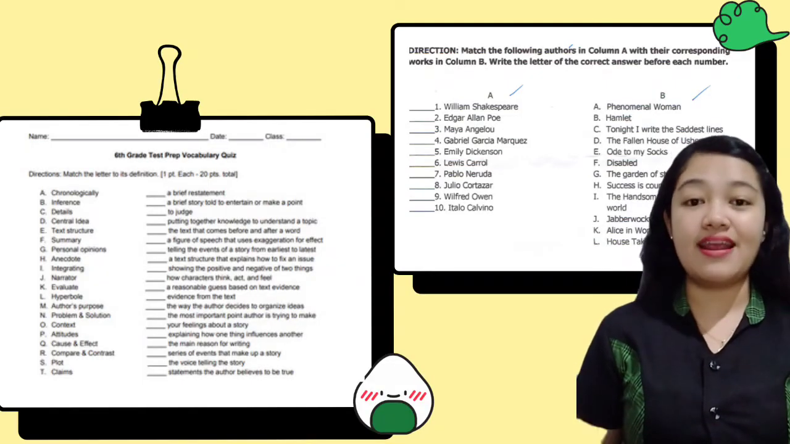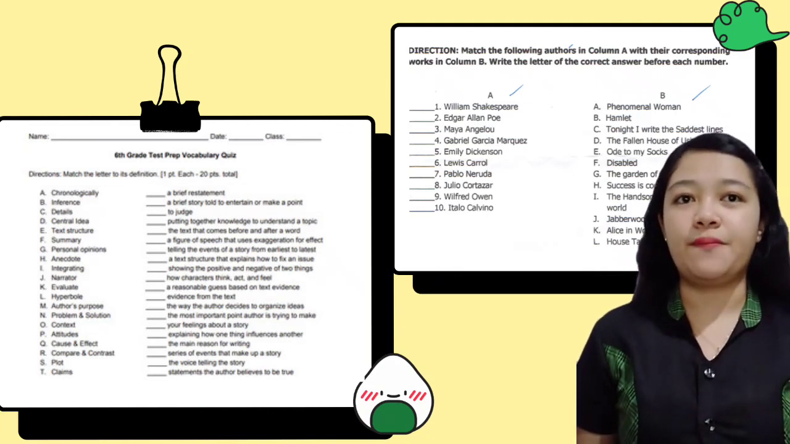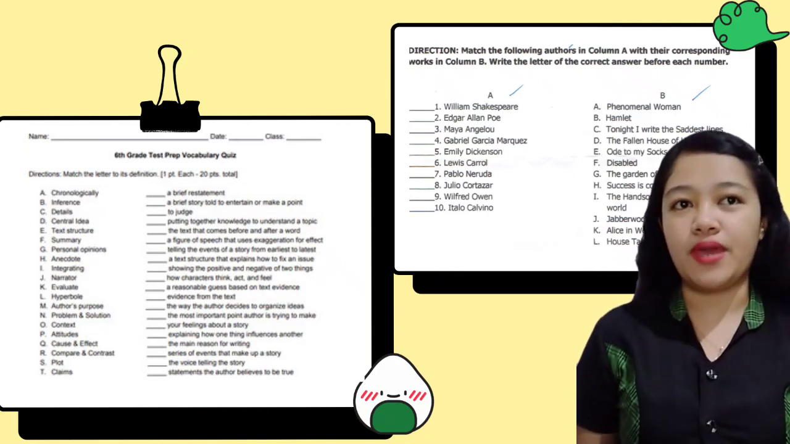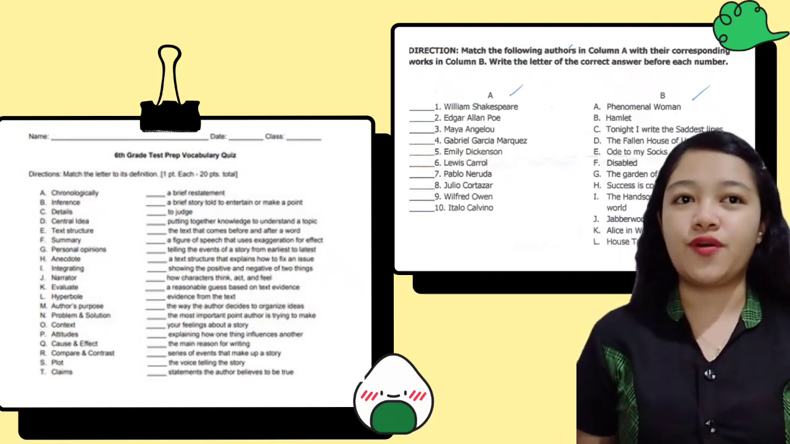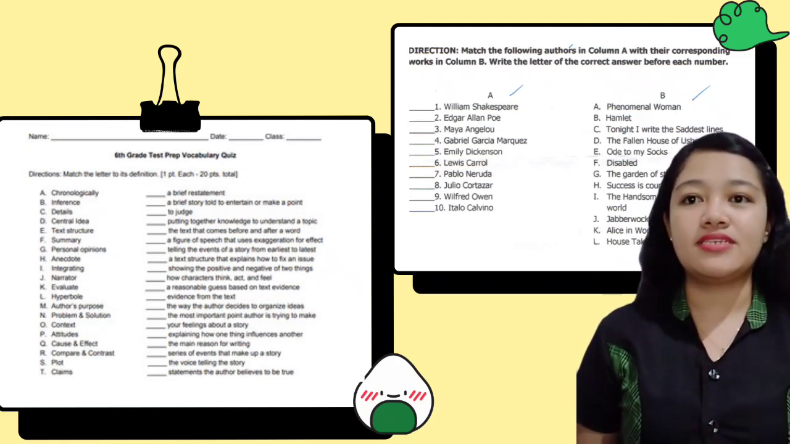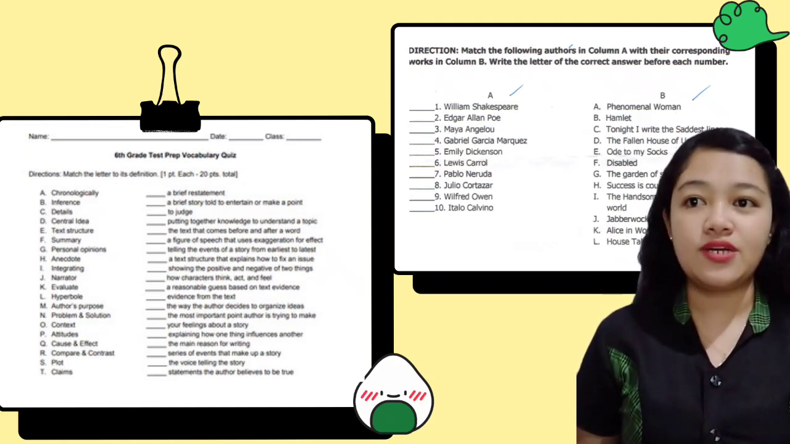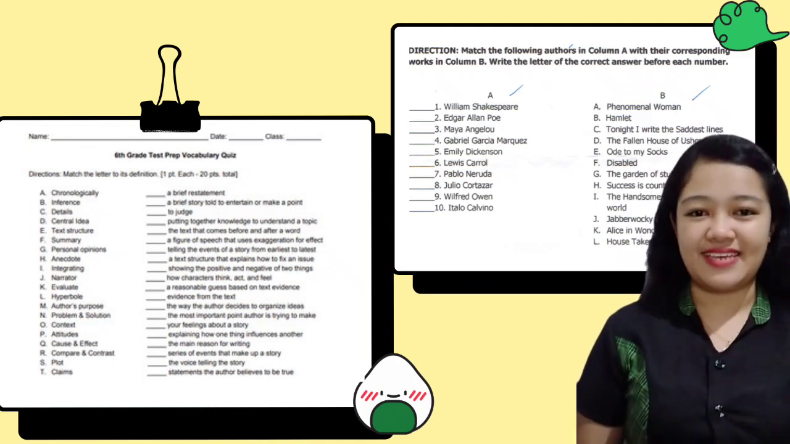So I have here another example of a matching type. Match the following authors in column A with their corresponding works in column B. Write the letter of the correct answer before each number. And then the second example, this is a vocabulary quiz. Okay, so these are examples of matching type.